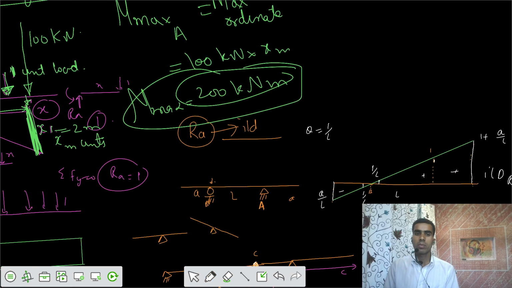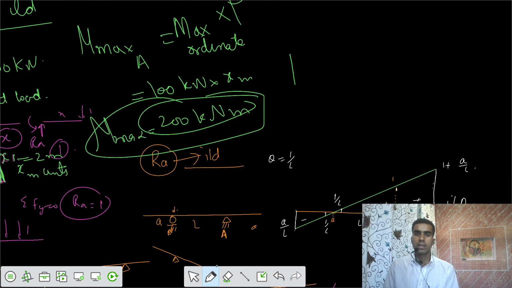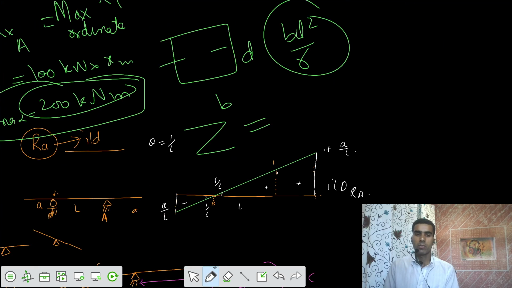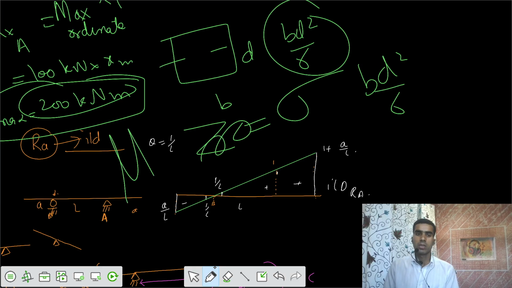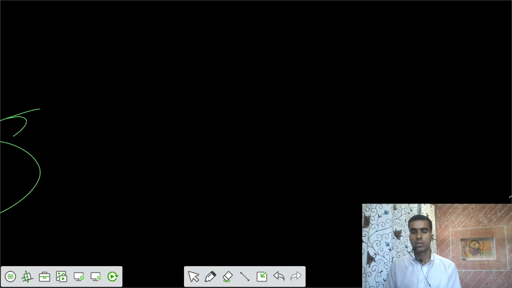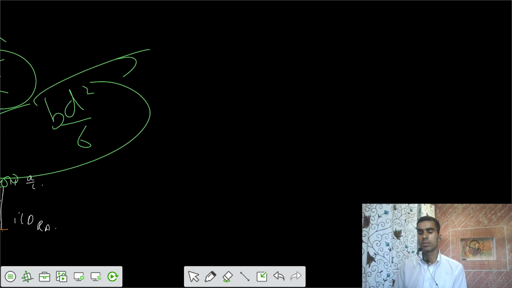Once you have the maximum bending moment, say you have a section of b d square by 6 as the section modulus. Accordingly, you can design the material which has some permissible stress. There we have sigma into b d square by 6, that's your moment of resistance. So we say that the moment of resistance should be more than the moment, that is 200 kilonewton meter. Accordingly, you can design the section. So this is the use of ILD.